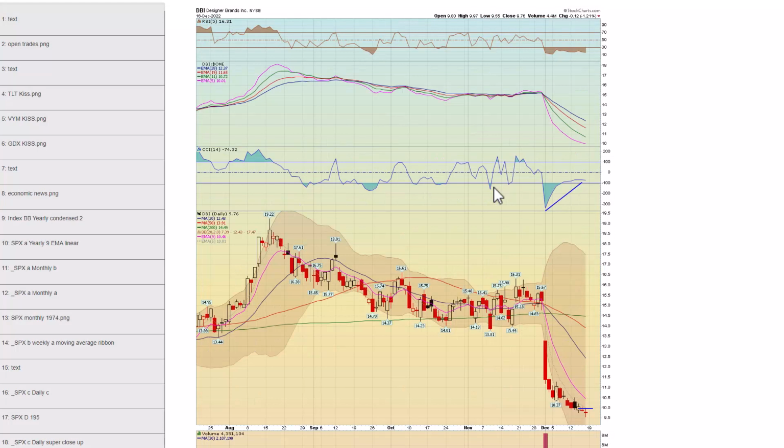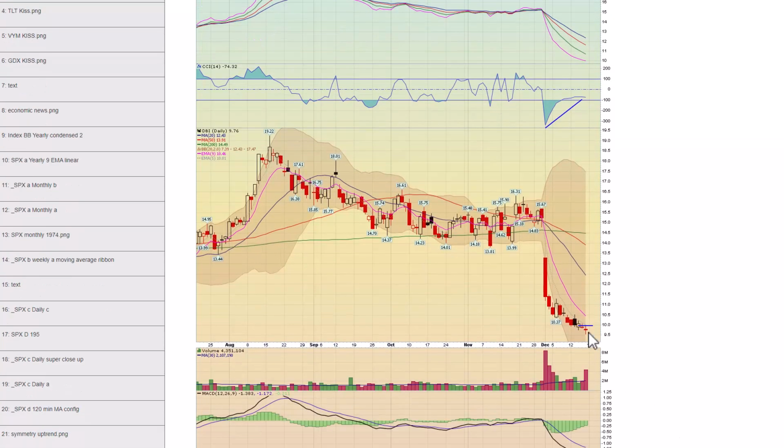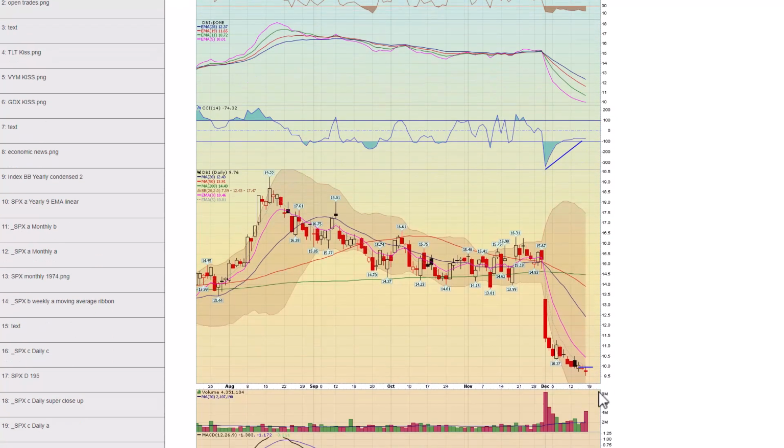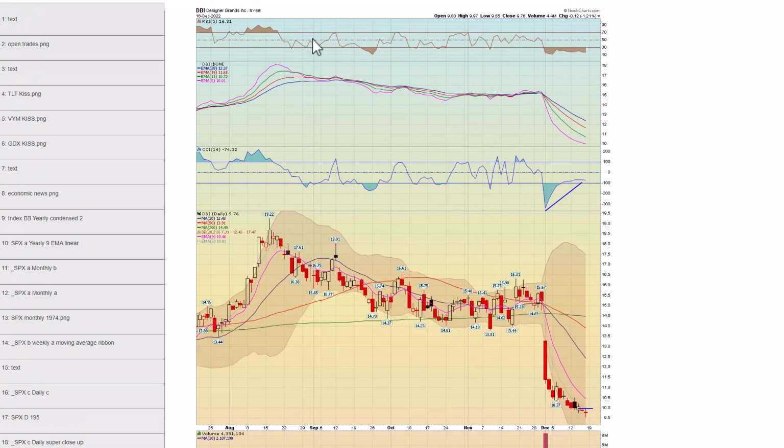Next, chart 88, DBI. Here's another one I'm watching for a potential trigger. I've been watching this for the last week. I got a new trigger over Friday's highs at $9.97, $10 if you want to round that up. If it triggers, your stop goes immediately at the lows.